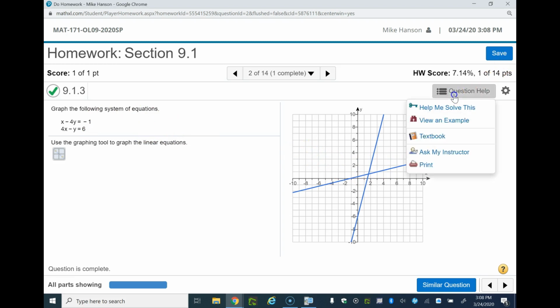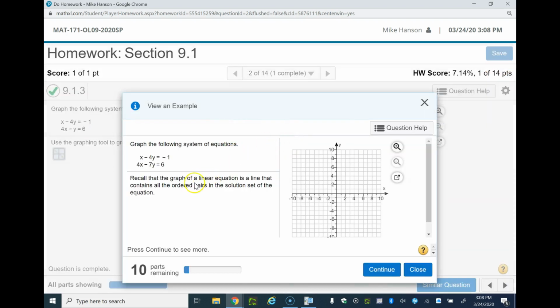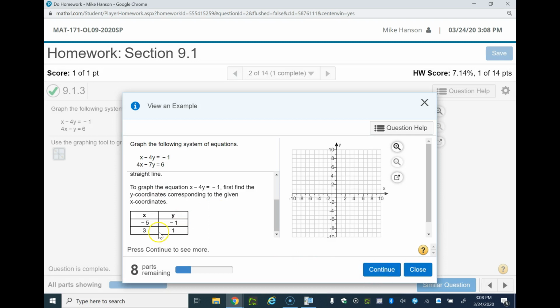That's pretty much all that they're asking for. If you're not strong in getting y by itself, then you can do exactly what the example said and pick random points. If they chose -5, plug -5 in here, solve for y, and you get -1. Pick another random point, 3, plug it in, and you get 1. Then you use these points to graph the equation on your line.